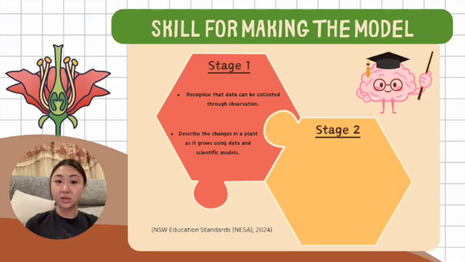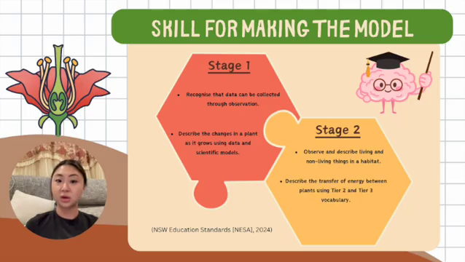They also learned how to describe the changes in a plant as it grows using the collected data in simple scientific models such as diagrams or growth charts. These experiences taught them that science involves careful observation, evidence, and explanation. In Stage 2, students built on different foundational abilities by learning to observe and describe living and non-living things in the habitat. They began to understand the interdependence between plants, animals, and their environment.